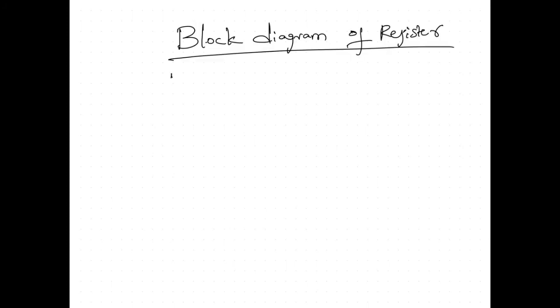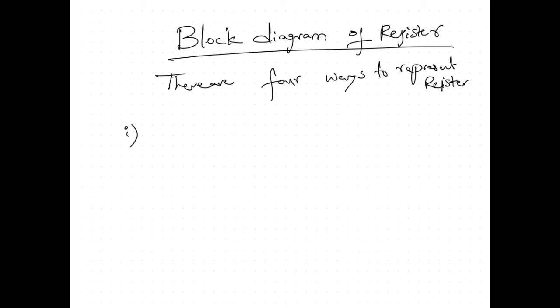Now there are 4 ways to represent a register. What is the first way? The first way is to take a box and write R1, a capital letter followed by a numeral. This is the first way, a very simple way. In this particular way I cannot specify how many bits the register has. So that's why we are moving to another way.